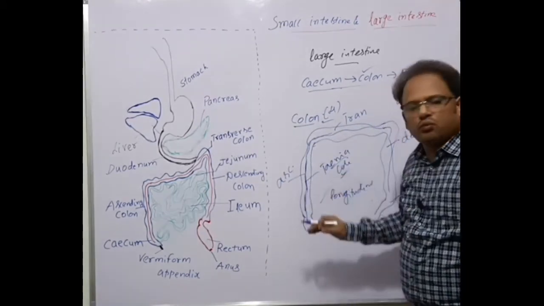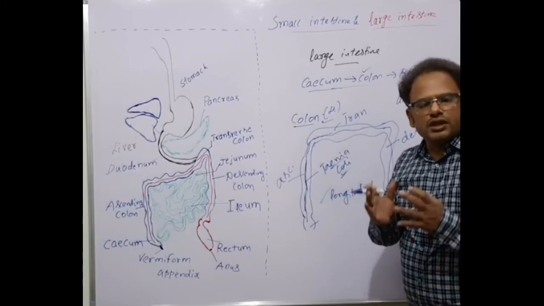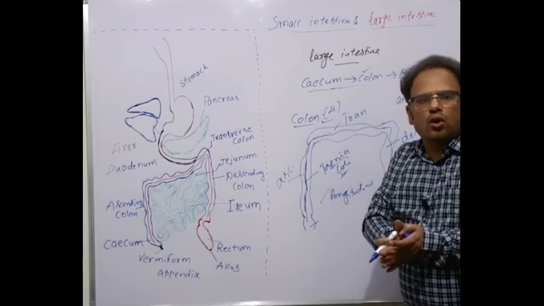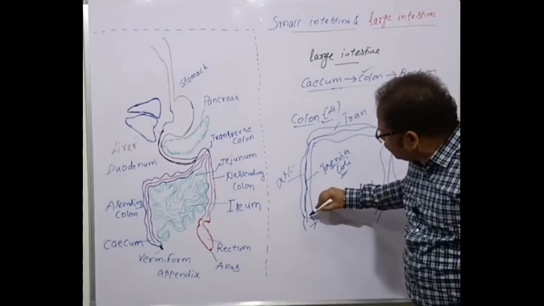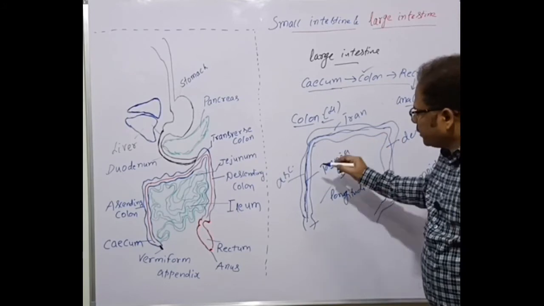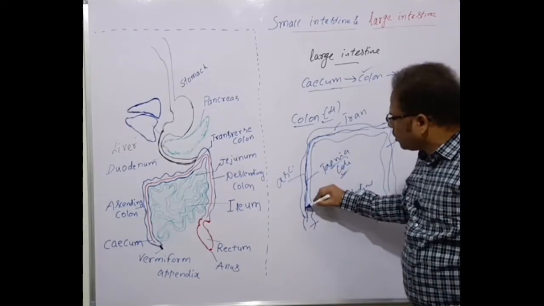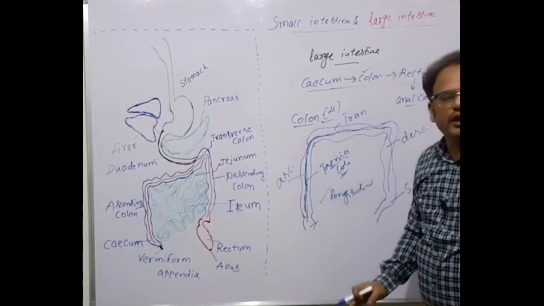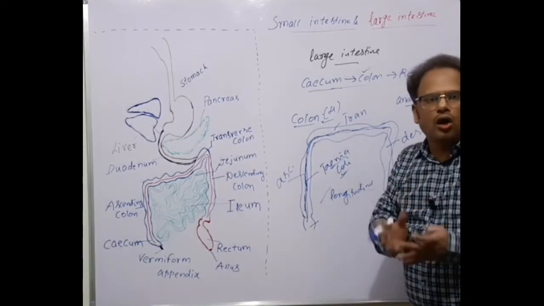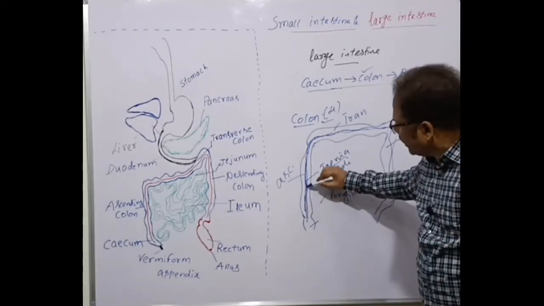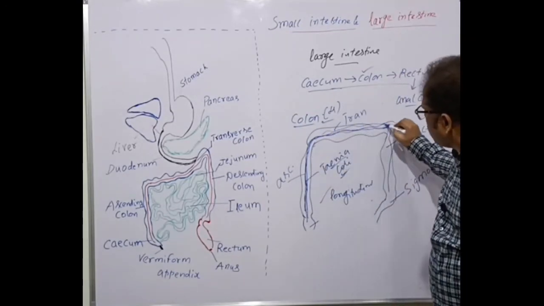For this one, what is necessary? Muscle contraction is necessary. Only with the muscle contraction can the undigested food be passed to the various parts of the colon. Okay, that's the function of this tinea coli. Three longitudinal smooth muscle bands are present here. They contract and relax. Because of this contraction and relaxation of the tinea coli only, the undigested food is passed to the various parts of the colon.